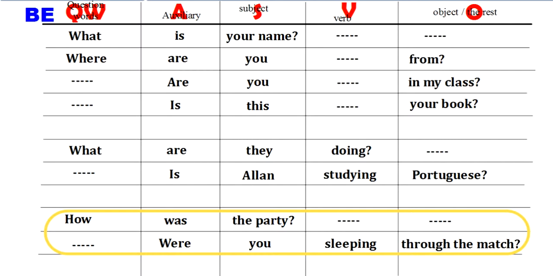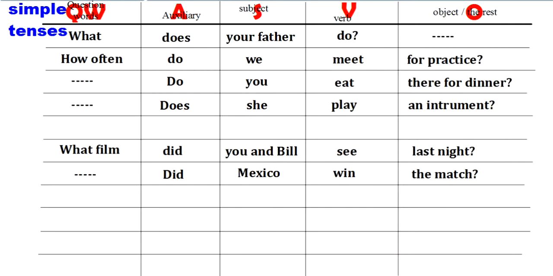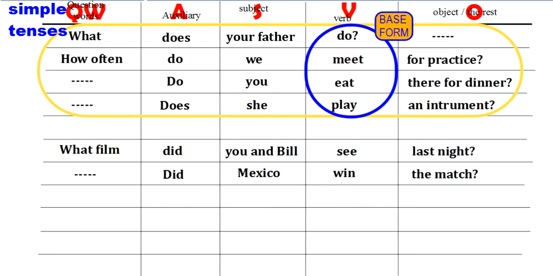Let's look at some simple tenses now. So simple tenses with verbs other than be. When the verb is not be, and we're talking about the present simple, or the past simple, this is what the questions look like. Look at the first 4. This is the simple present. What happens to the verb? The verb is in the base form. We do not conjugate it to agree with the subject.